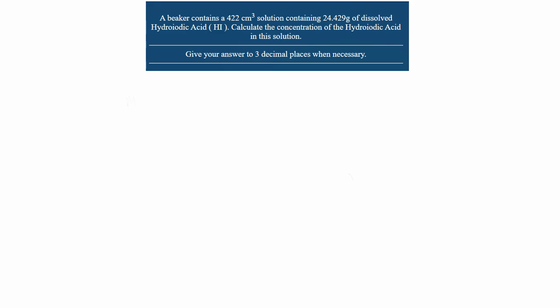In this question, we've been presented with a solution of hydroiodic acid, and what we've been asked to do is calculate the concentration. We've been given the volume, the mass of the acid in the solution, and we've been provided the formula HI, and we've been asked to give our answer to effectively three decimal places.